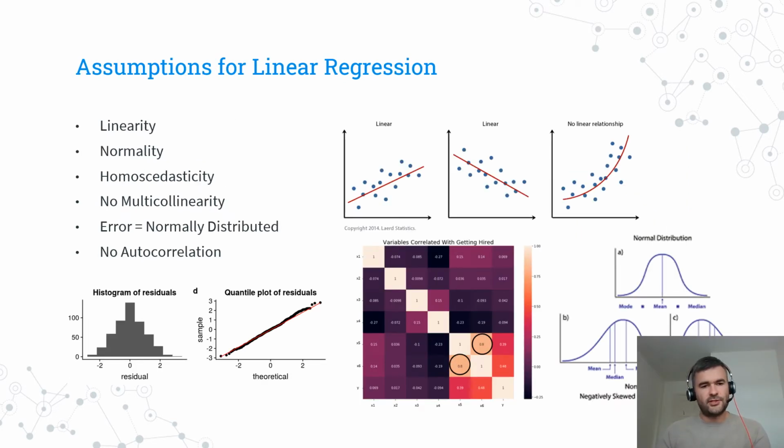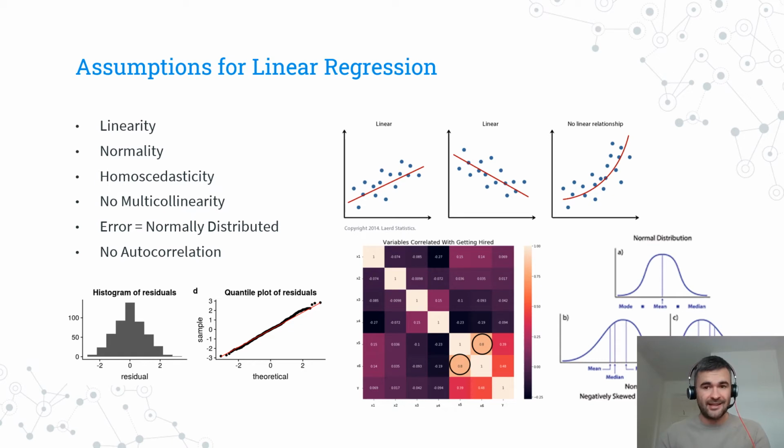Now, linear regression has a couple of basic assumptions. The first one, pretty obvious: the relationship between your dependent and independent variables needs to be linear. There are many ways of checking this, but one of the simplest is to plot your dependent variable against your independent variables in a scatter plot, and you'll be able to judge whether the relationship is linear or not.